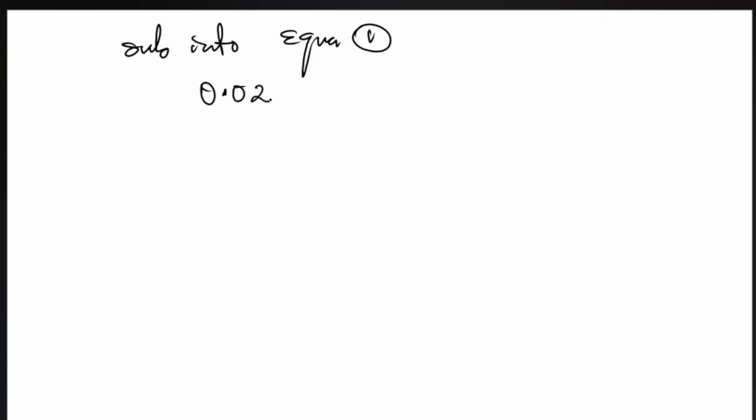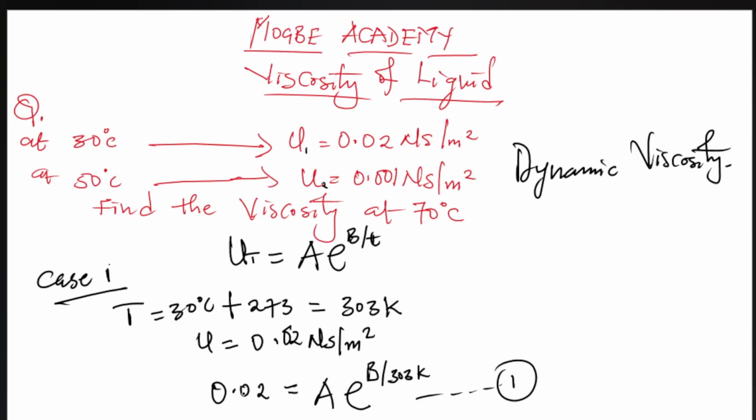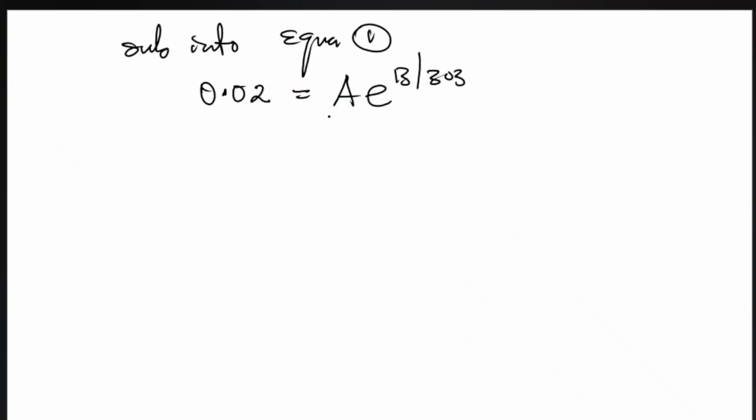Our equation 1 was given to be 0.02 is equal to a exponential b divided by 303. That was our equation 1. Let's confirm that. Equation 1 was 0.02 equals a exponential b divided by 303 K, right? And that's what we have here. So since we've gotten b, we just impute the b into this equation, and we are going to get a, right? How do we do that?